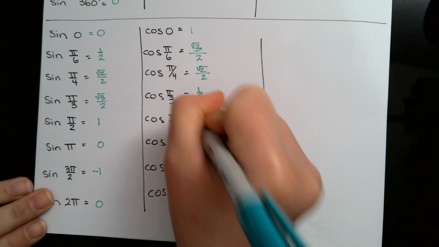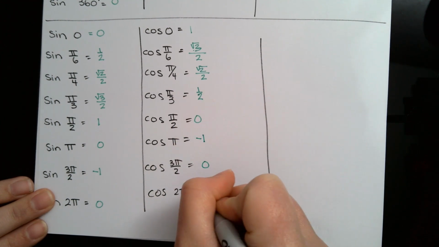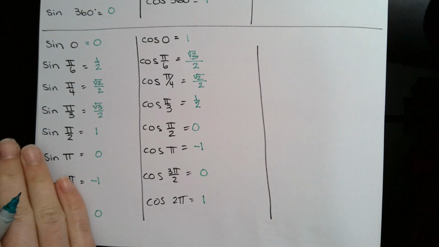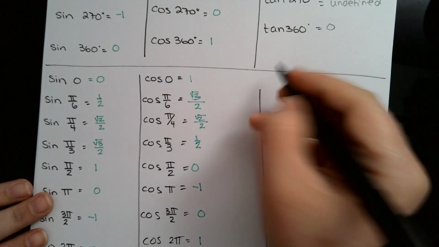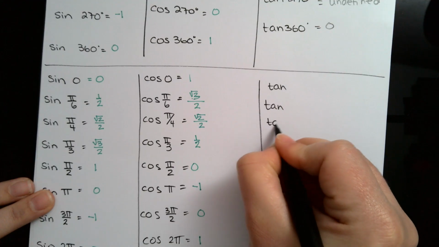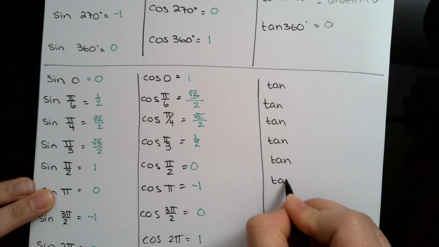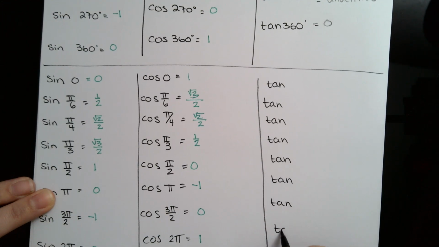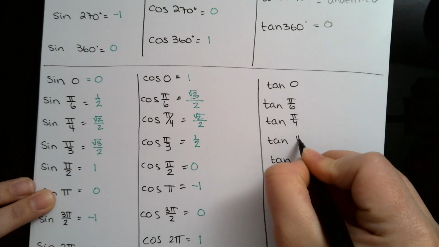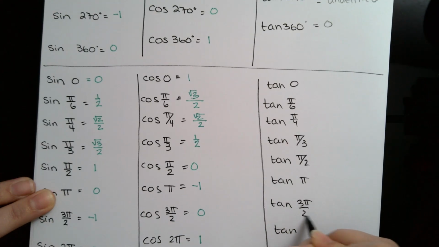Cosine of pi halves is 0. Cosine of pi is -1. Cosine of 3 pi halves is 0. And cosine of 2 pi is +1. Again, you should have these memorized. And the last one we have is tangent. And again, we're doing radians, so 0, pi 6th, pi 4th, pi third, pi halves, pi, 3 pi halves, and 2 pi.